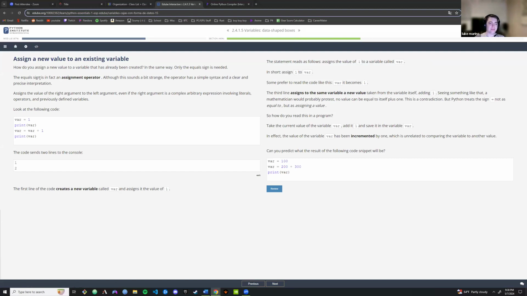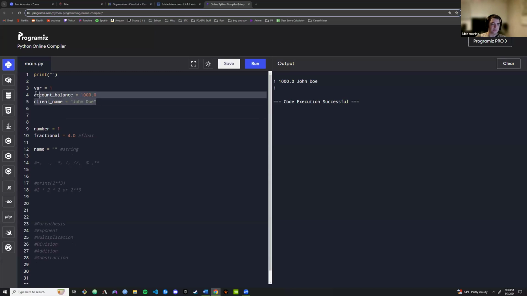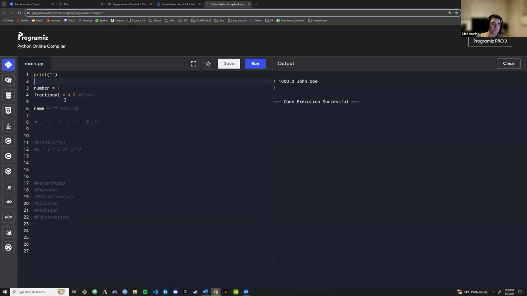Yeah, so we did this already, but I'll just go over it again. How do you set a new value to a variable that has already been created? All you really need is an equal sign. Let's get rid of this. We created a number here, but I don't like the number 1, so I'm going to change it up a bit. Number equals 2. Or we can do number equals 2 plus 3, and number will now equal 5.